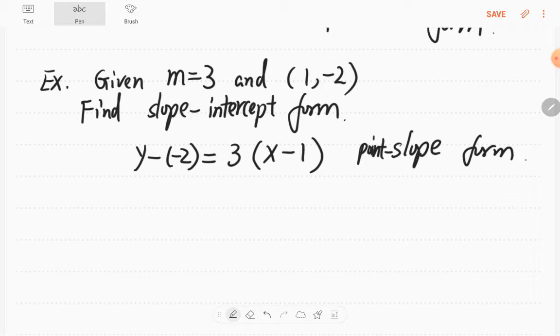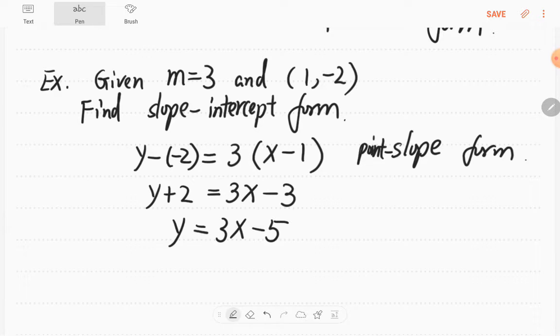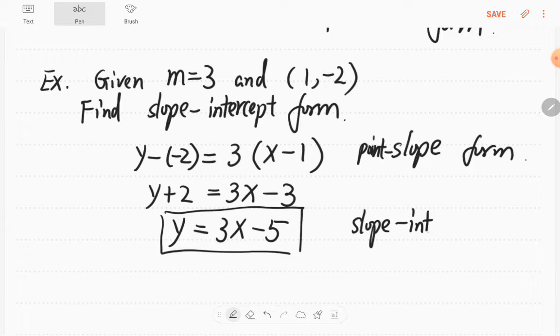We just need to solve for y. We write y equals something, right? Before that, let's simplify it. y plus 2 equals, we expand, 3x minus 3. Many students forget we use the distribution law here. Then y equals, we subtract 2, so it becomes 3x minus 5. So that is our answer. This is called the slope intercept form. And this form is the one we often use, right? y equals something.